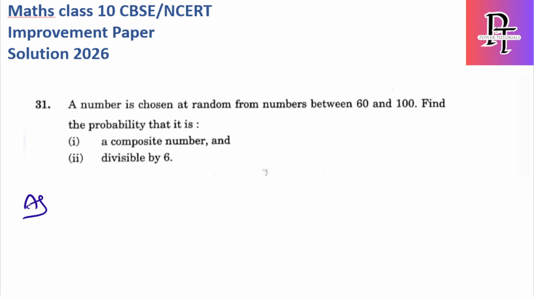A number is chosen at random from the numbers between 60 and 100. Find the probability that it is a composite number. Okay, so for a composite number, we need to find all the numbers from 60 to 100 and make sure each is divisible by at least one number. So let's write all the composite numbers between 60 and 100.